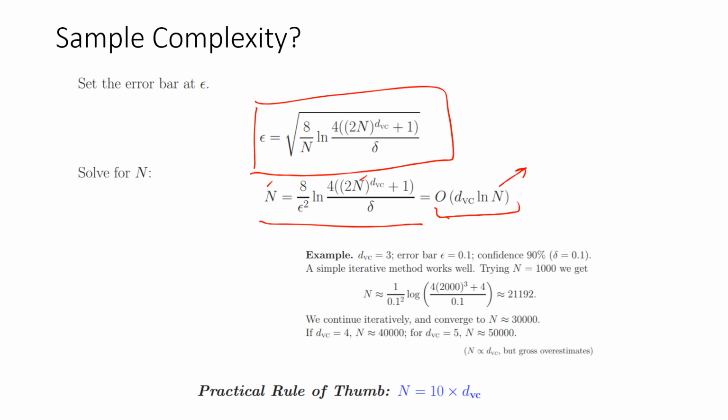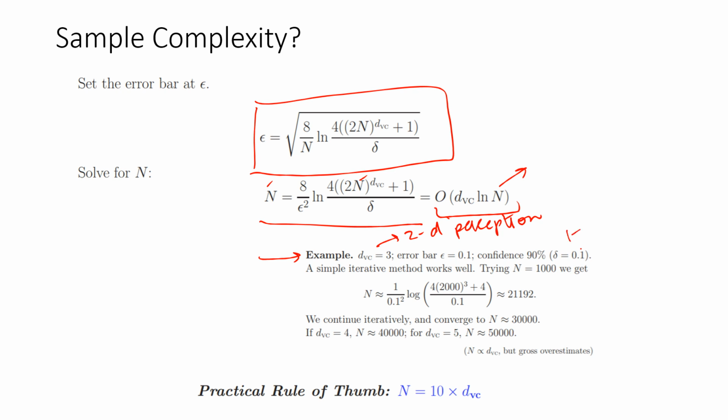To obtain a numerical value for n, we will use a simple iterative method, and this example is showing us exactly that. Let us assume we are looking at a learning model with VC dimension 3, for example, the 2D perceptron. And the error tolerance that we are allowing in the learning process is 0.1, and the confidence value is 90%. So basically we are saying here that delta is 0.1.